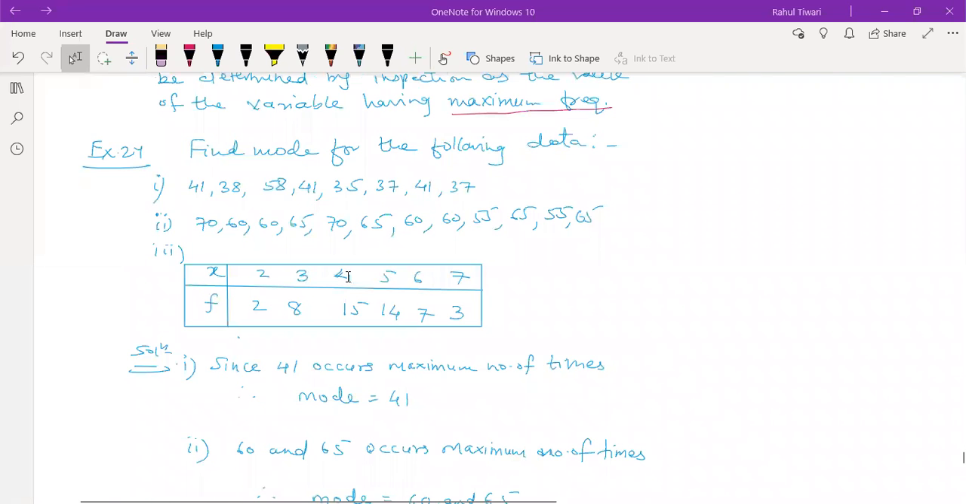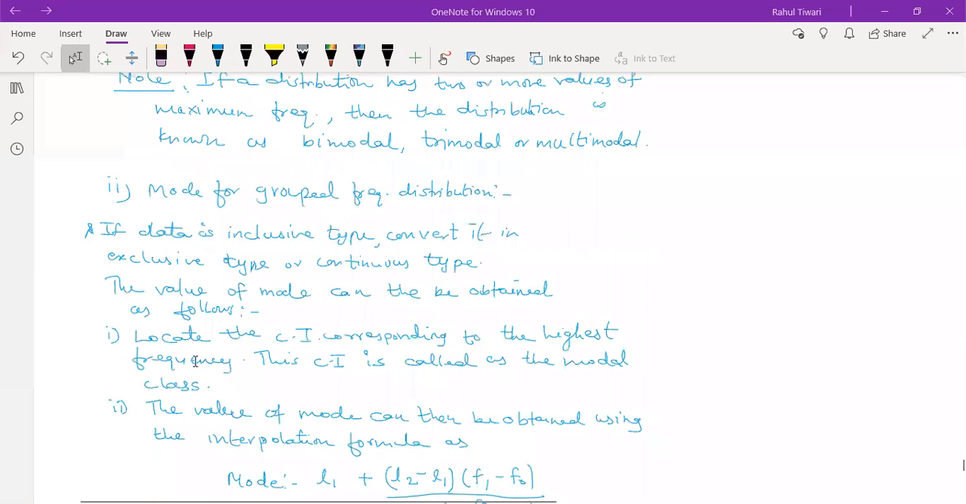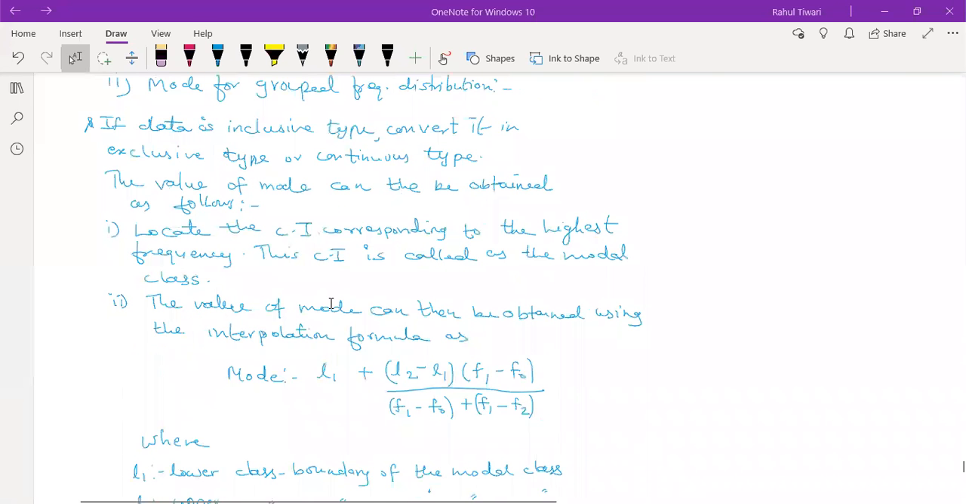Maybe now this is single. That means X will be, your mode will be 4. But suppose if it is 3 to 4, then in that scenario, your mode class will be 3 to 4, like that. So when we do the problem, you can understand. The value of mode can be obtained using this formula.